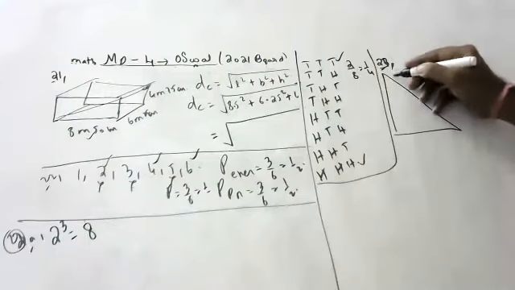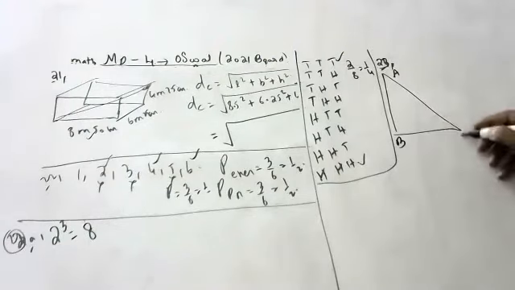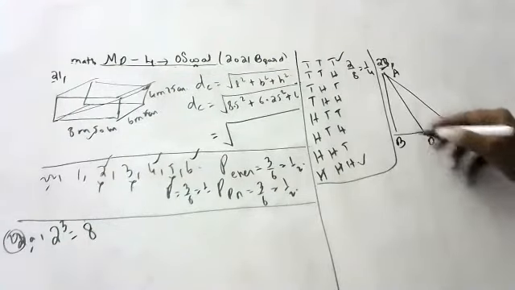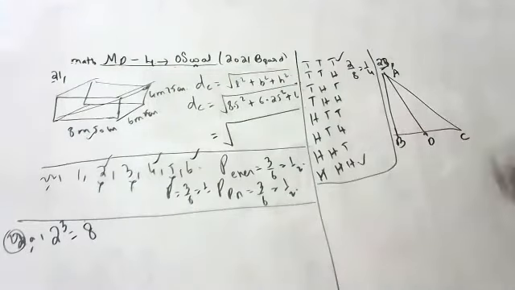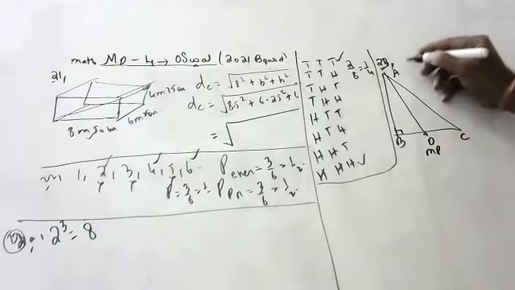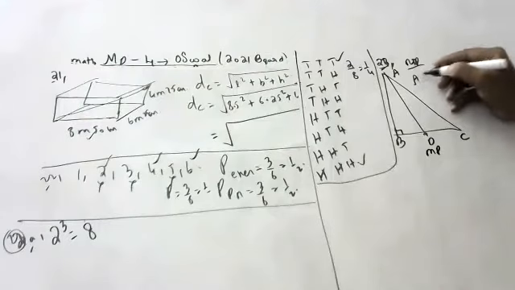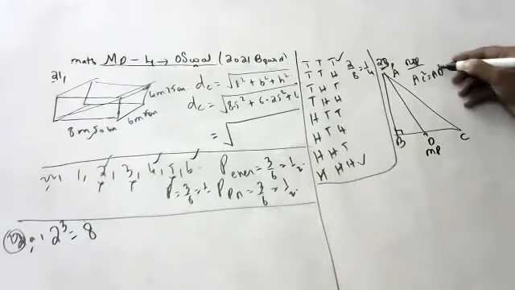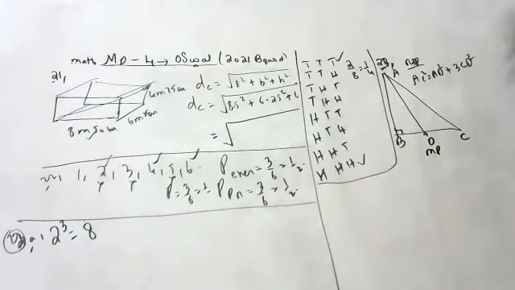Children, this is a question like this: A, B, C, D. This is the question, children. Here 90 degrees is there. D is the midpoint, children. We need to prove that the required proof is AC square is equal to AD square plus 3CD square.